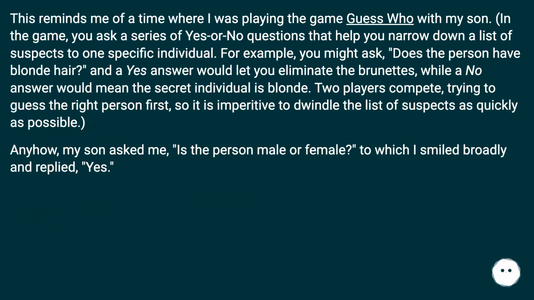This reminds me of a time where I was playing the game Guess Who with my son. In the game, you ask a series of yes or no questions that help you narrow down a list of suspects to one specific individual. For example, you might ask, does the person have blonde hair? And a yes answer would let you eliminate the brunettes, while a no answer would mean the secret individual is blonde. Two players compete, trying to guess the right person fast, so it is imperative to dwindle the list of suspects as quickly as possible. Anyhow, my son asked me, is the person male or female, to which I smiled broadly and replied, yes.